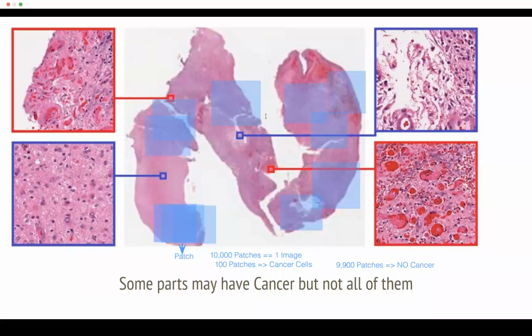We can't find out. Of course, you can ask some human to go and look at every single patch and tell me. That would be impossible. Why? Because this is just one image, and there are millions of images. Actually, this 10,000 is a low number. Typically, it's hundreds of thousands of patches per image. So no human could do it.